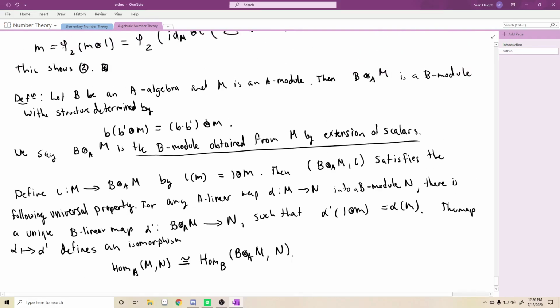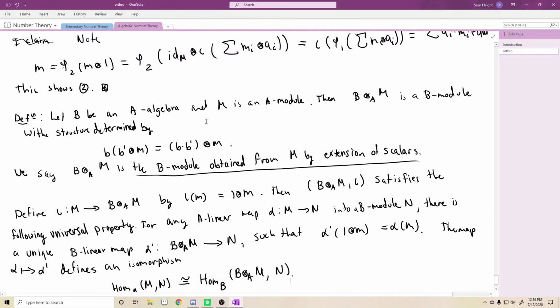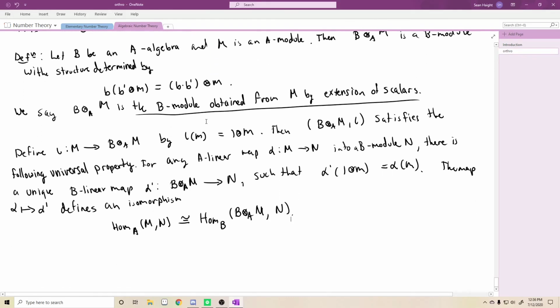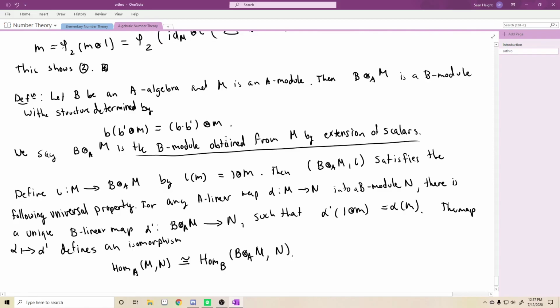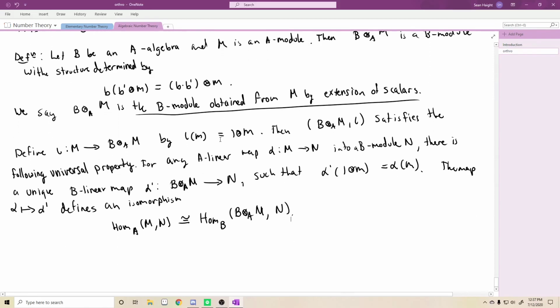Okay, so this is the last major thing about tensor products. We will use them. They will appear, but they're not going to appear every day in these lectures. But you do need to be somewhat familiar with the properties of tensor products. Okay.